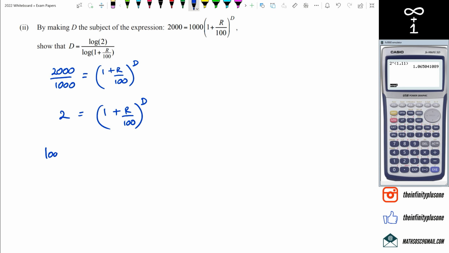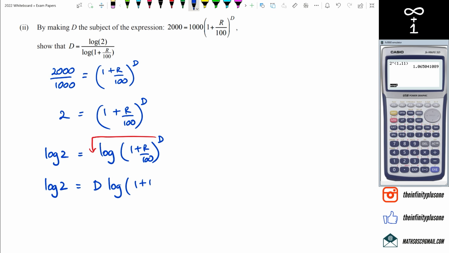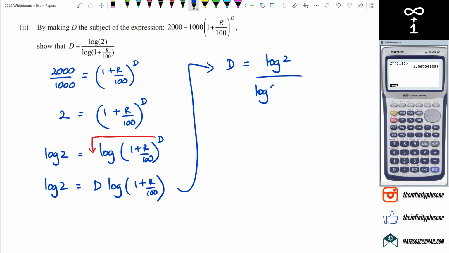So you're going to end up with log 2 equals log of (1 plus r over 100) to the power of d. And remember that when you take logs, the power can actually come in the front. So we're going to get log 2 equals d log (1 plus r over 100). And then we want to write d by itself, which means d is equal to log 2 divided by log of (1 plus r over 100). Well, that's pretty much it for this question, guys.